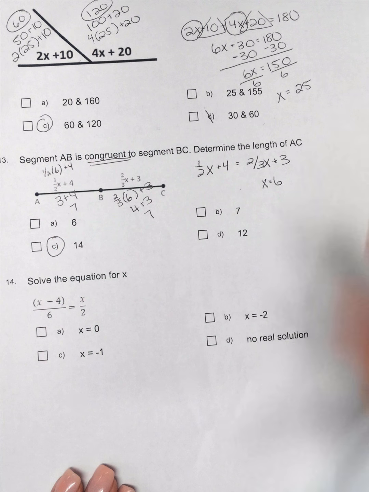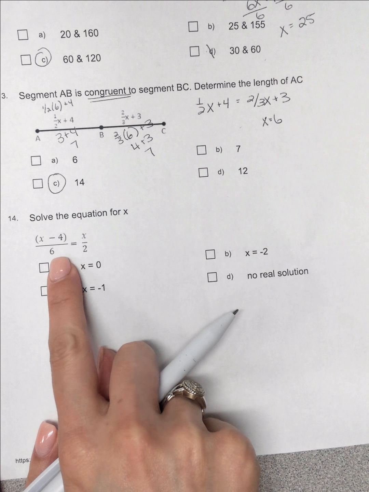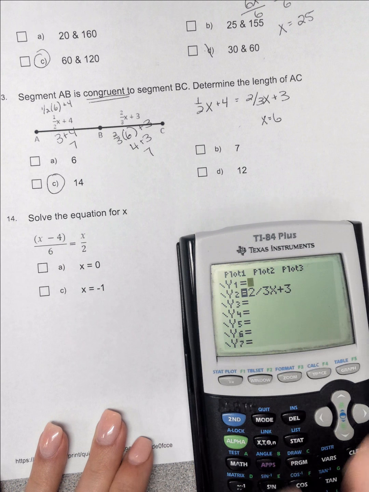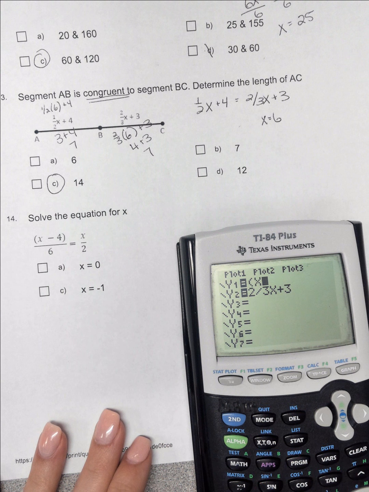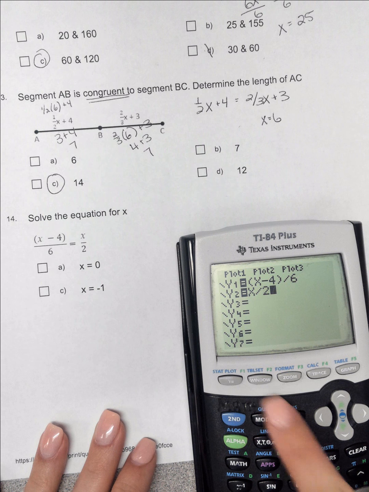Okay, solve the equation for x. Left side y1, right side y2. Just make sure you put your parentheses where they have it. So parentheses x minus 4 divided by 6, and then y2, x divided by 2.